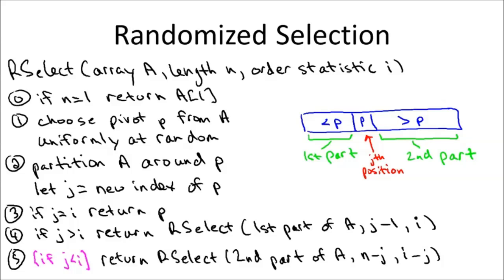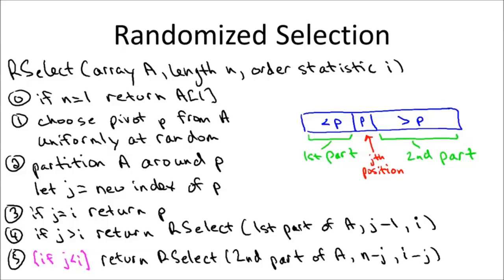And in the final case, this is what we went through in the quiz in the last video, if we choose a pivot who's smaller than what we're looking for, that's when j is less than i, then it means we're safe to throw out the pivot and everything less than it. We're safe recursing on the second part, those elements bigger than the pivot. Having thrown out the j smallest elements, we're recursing on an array of length n minus j, and we're looking for the i minus j smallest element in those that remain, having already thrown out the j smallest from the input array. So that's randomized selection.